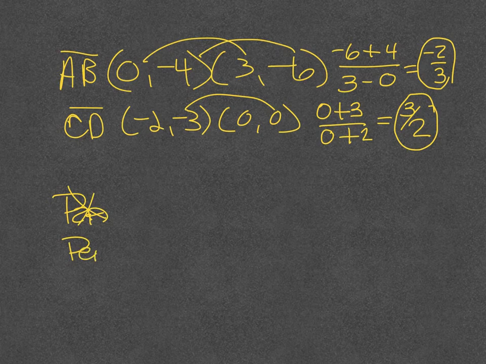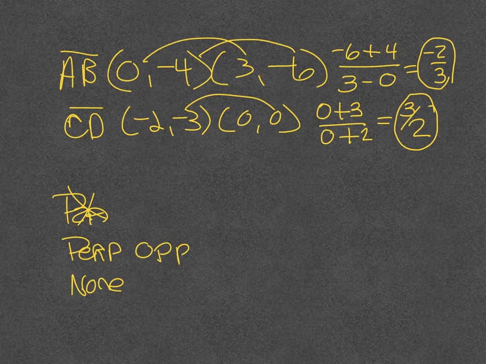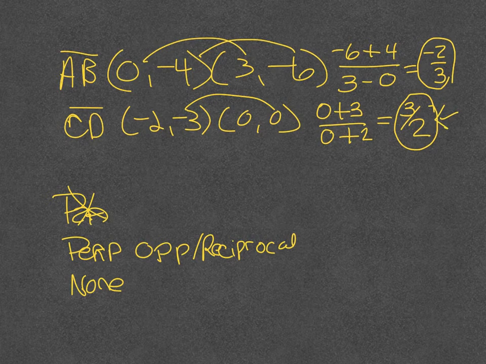Is it perpendicular or none? Neither of them. All right, perpendicular, we have to have the opposite. Well, we've got the opposite. One's positive and one's negative, and it has to be the reciprocal. Right? So the reciprocal of 2 over 3 would be 3 over 2. So this is going to be perpendicular.